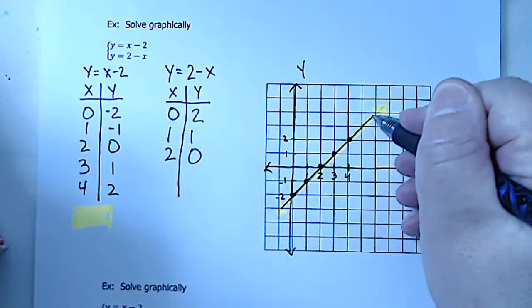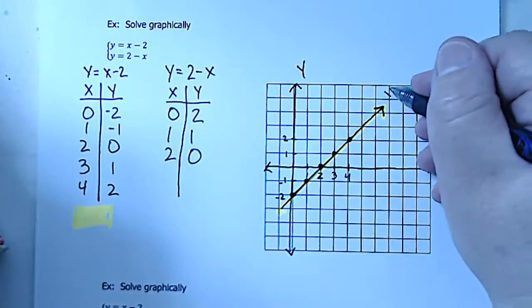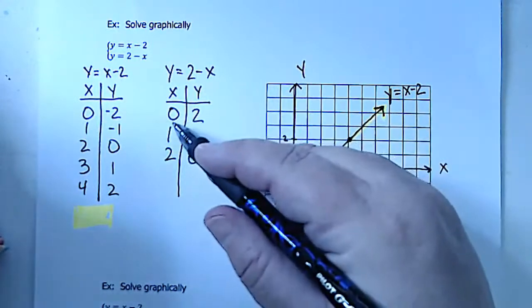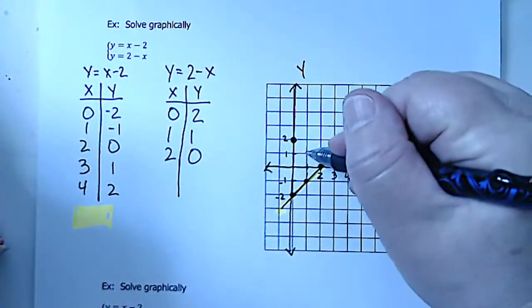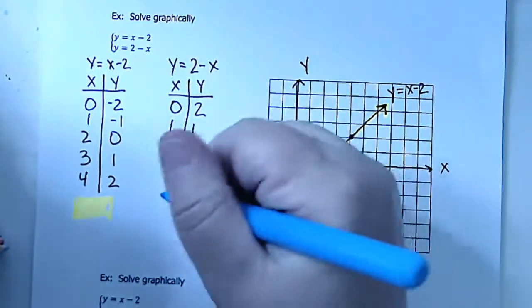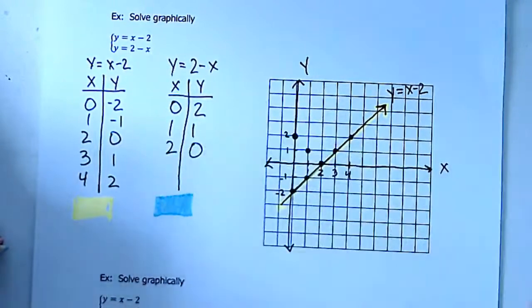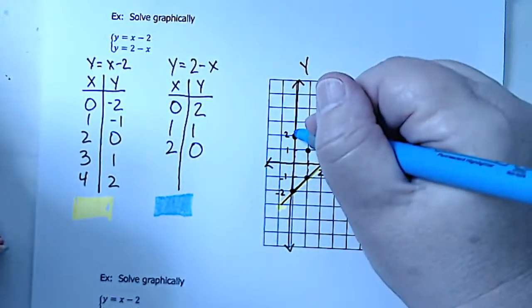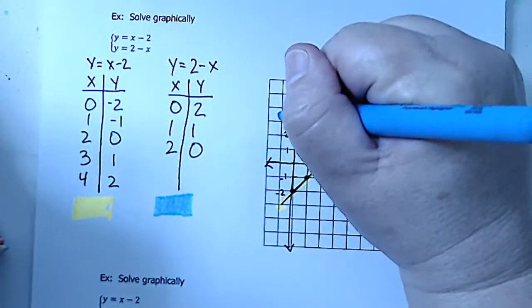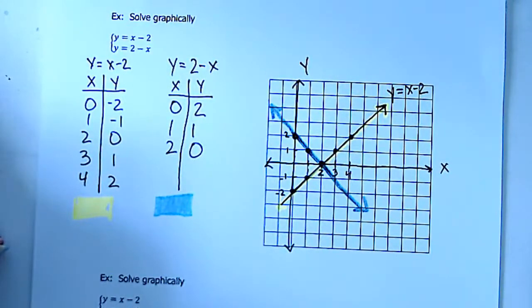So we can use colors to differentiate, or you can go ahead and just at the top or the bottom of the line, you can write in which equation is which. So there's my yellow graph. And then I've got y equals 2 minus x. And these points are 0, 2, 1, 1, and 2, 0. Now this is going to be my blue line. And the blue line is going to go right here. So it's kind of interesting that smearing is my friend today.